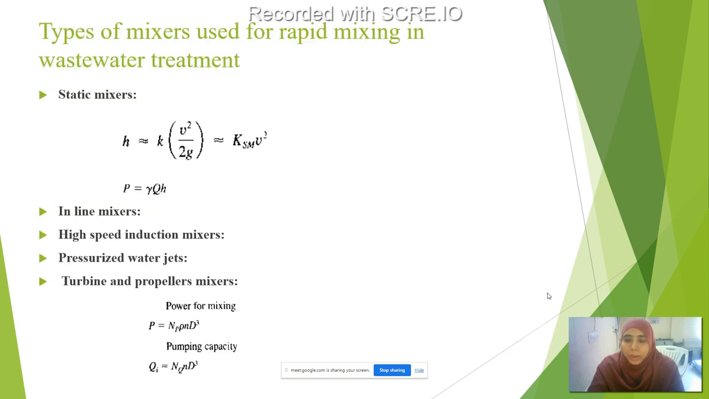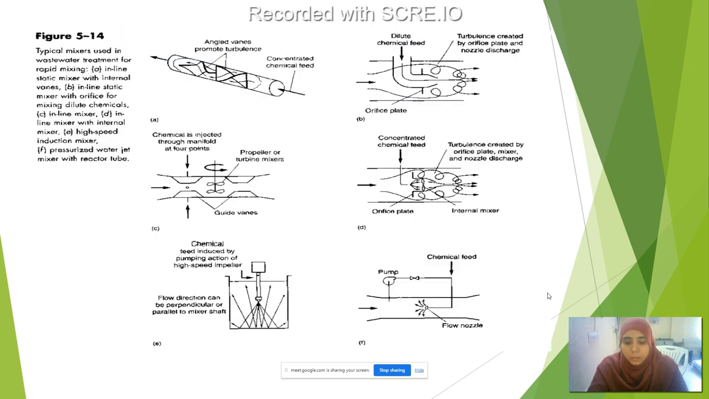Now coming to turbine and propeller mixers. These turbine and propeller mixers are used commonly in wastewater treatment processes for mixing and blending of chemicals, for keeping material in suspension, and for agitation. The turbine or propeller mixers are usually constructed with a vertical shaft driven by a speed reducer and an electric motor.